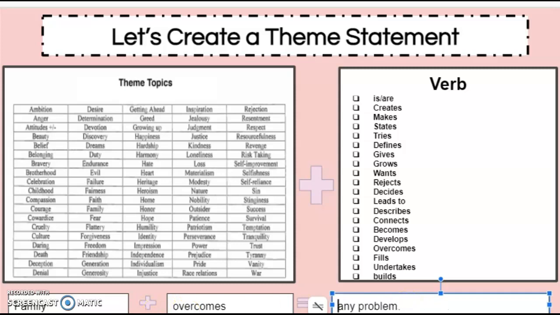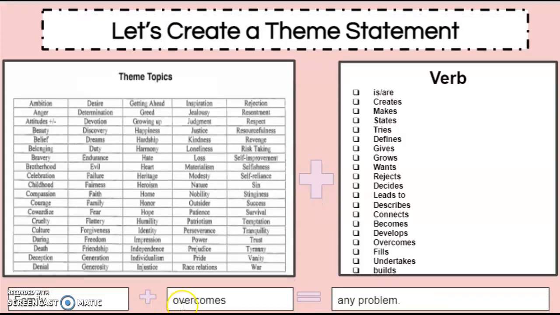And remember, when we're writing this out in a paper, in a thesis, in a prompt, we do not obviously write family plus overcome equal any problem. You're going to write it out like a full and complete sentence. Family can overcome any problem, any issue. So you're writing it out a little bit more. This is just so you guys can get the basics.